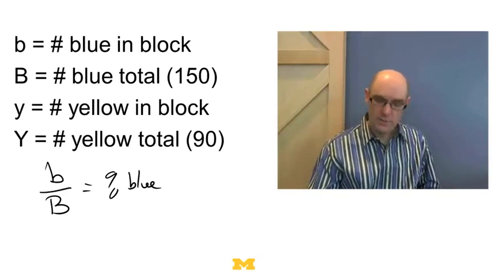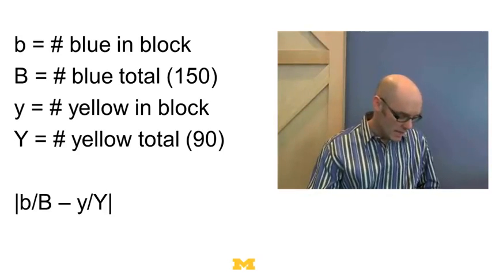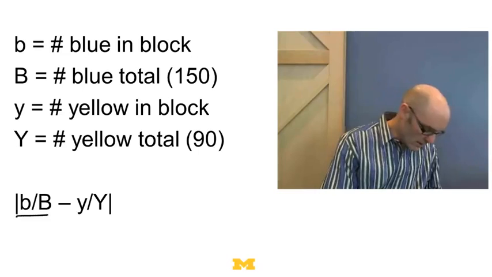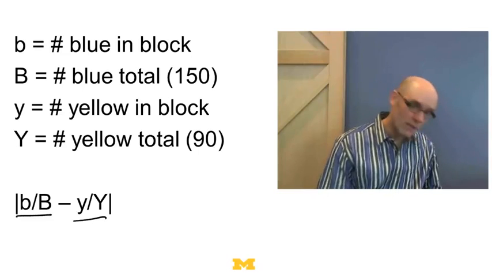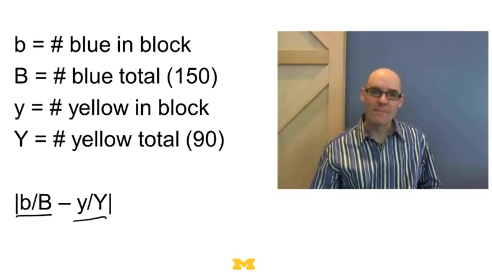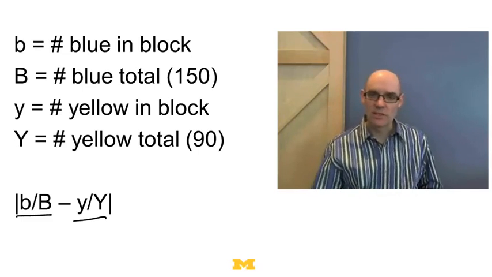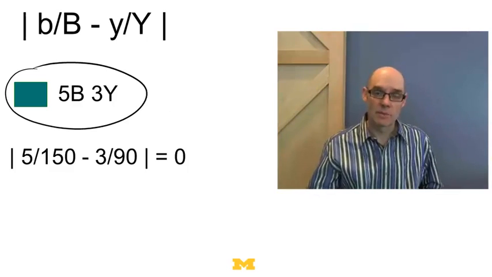Now, why do I want to do that? Why do I want to look at these two numbers? Because if I take the difference between little b over big B and little y over big Y, that's going to tell me how distorted the distribution is in that particular block. That may be more precise.